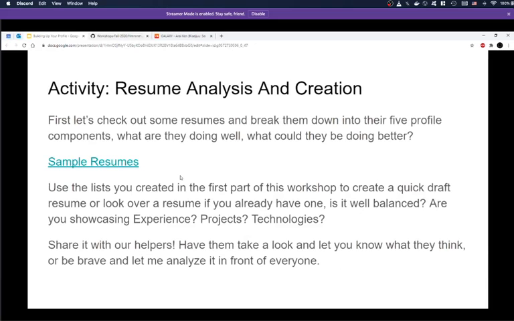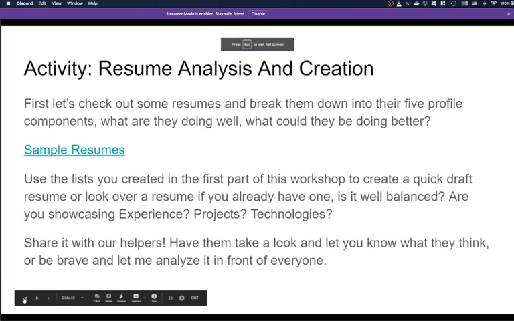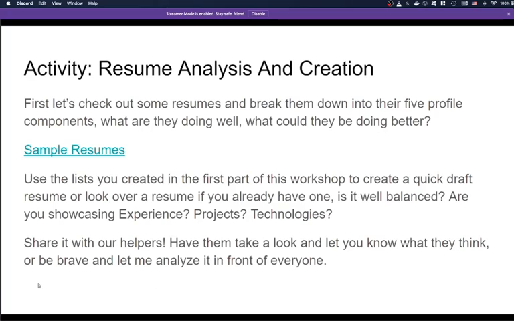So, use the lists that you've created in the first part of this workshop. If you've been following along and you've actually been listing stuff out like I said to, take the time to create a sample resume with the experience and all of the projects that you've had. Check, is it well balanced? Check out your ratio of experience to everything else. Are you showcasing your experience properly, your technologies, your projects? And if you want, you can post it in our helper channels, and we will analyze it with you.